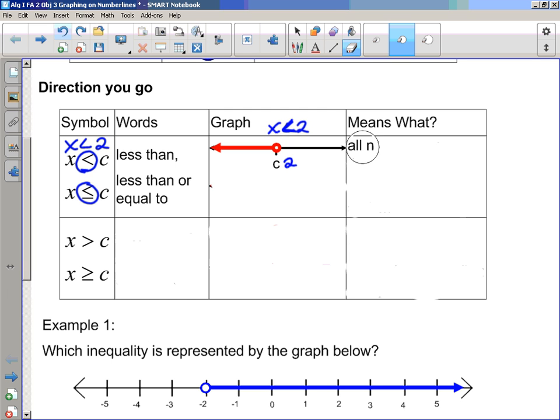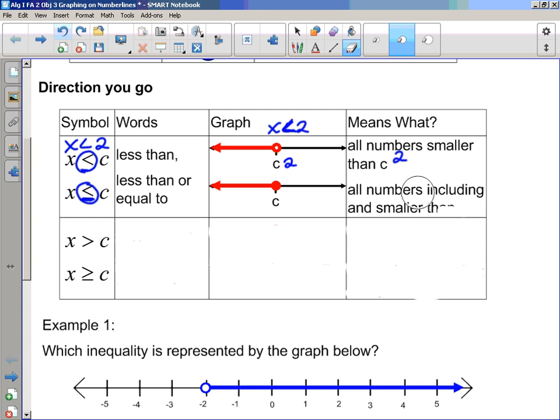That also means all numbers smaller than c, whatever number you're using. Again, in our example, we were using 2 as our number. The only thing that's different if it's got the equal to bar underneath it is that it's going to be a filled in circle. So it still points to the left. Filled in circle because it has the equal to, and it means all numbers including and smaller than c. And I'm using c as just any generic number: positive, negative, fraction, decimal, doesn't matter.